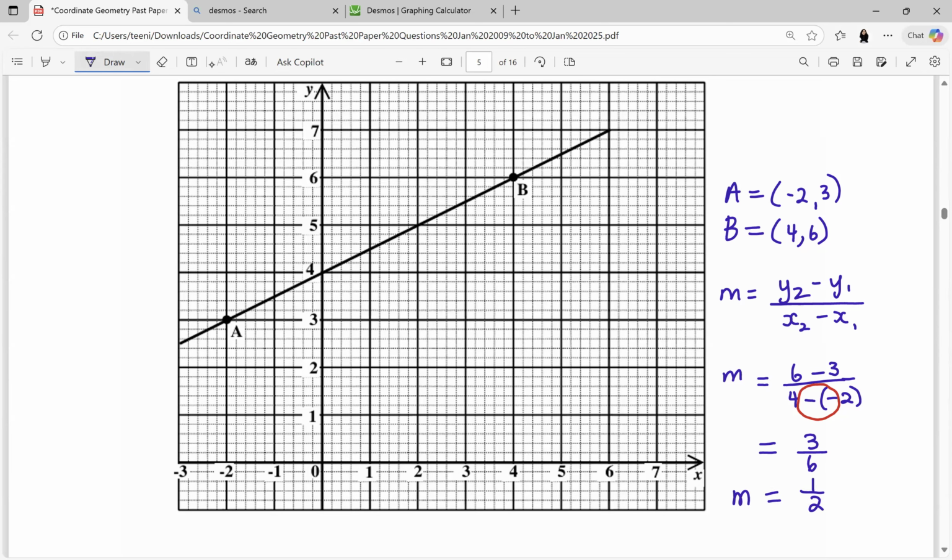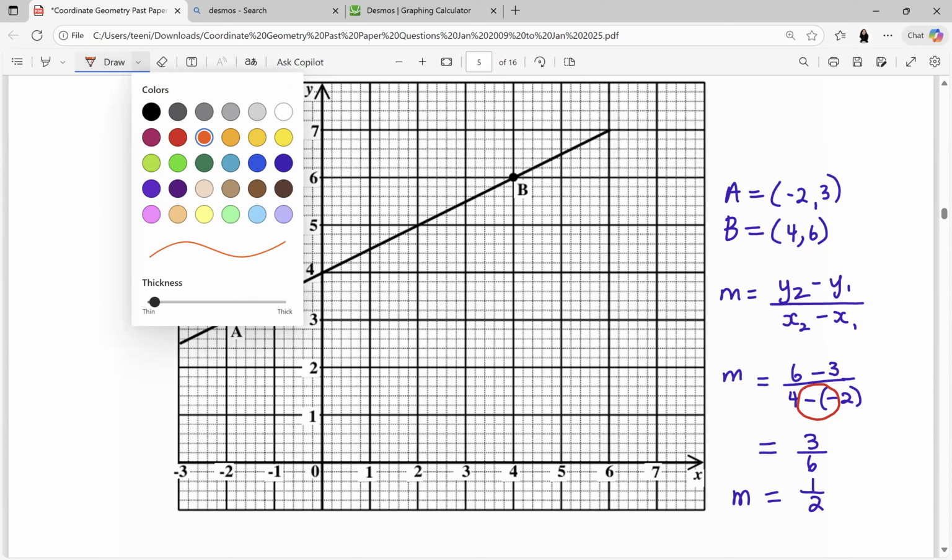Anybody got that? 1/2? Yeah, miss. Nope. No? When I did the correction, I got it. Yeah, miss, but I did it the other way. Okay, so you did 3 takeaway 6. Yeah, miss.